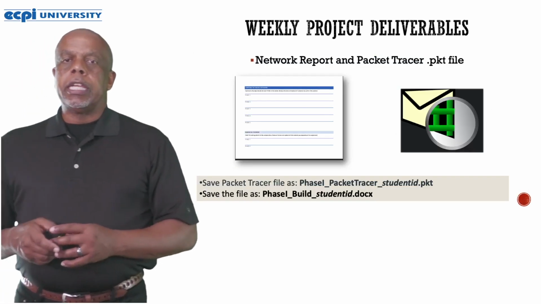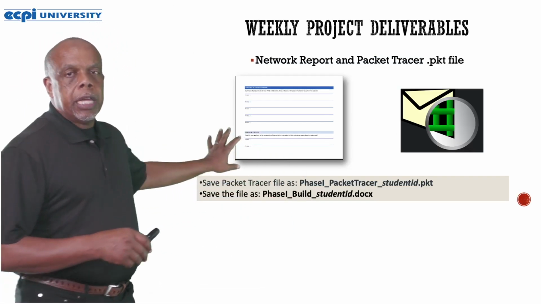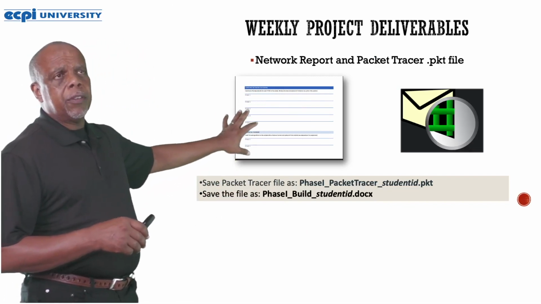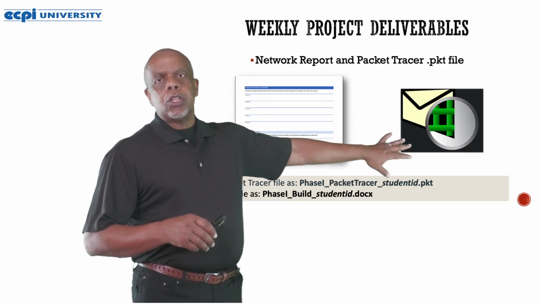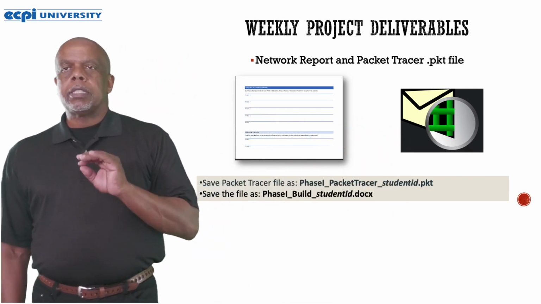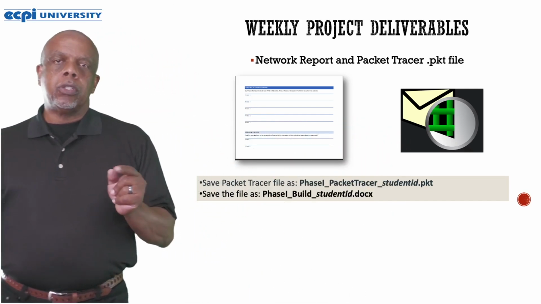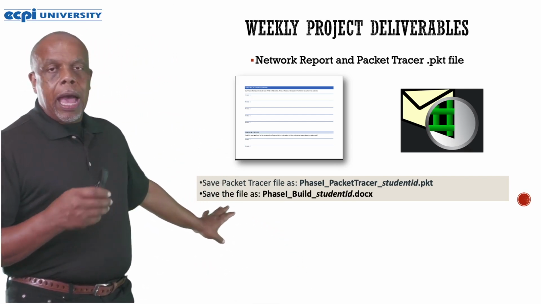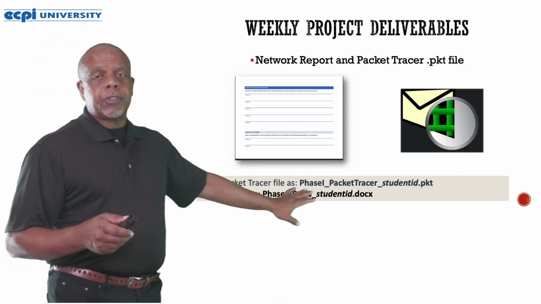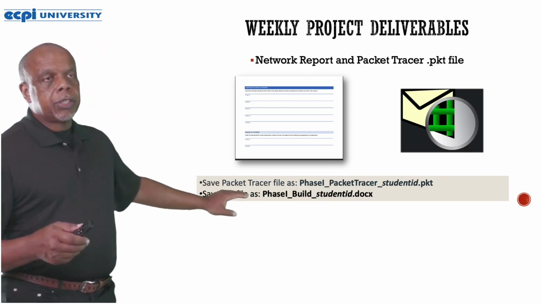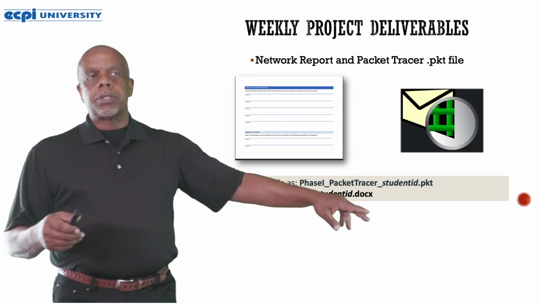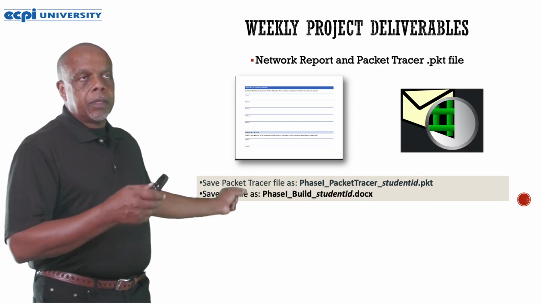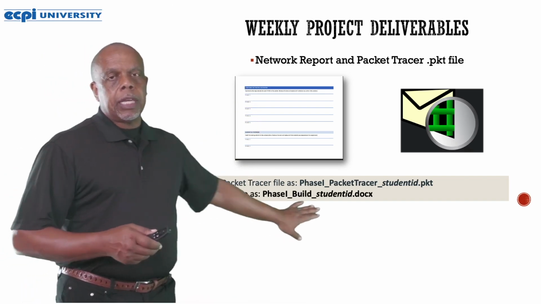So what are you going to turn in? Pretty simple. You're going to turn in this weekly phase 1 portion of the network report and your Packet Tracer file. You should be able to attach both of those in Canvas so they can be submitted. How to save your files? Here is a schema for that. For your Packet Tracer, phase 1 _ packet tracer _ your student ID, and then your report. Follow that same schema.